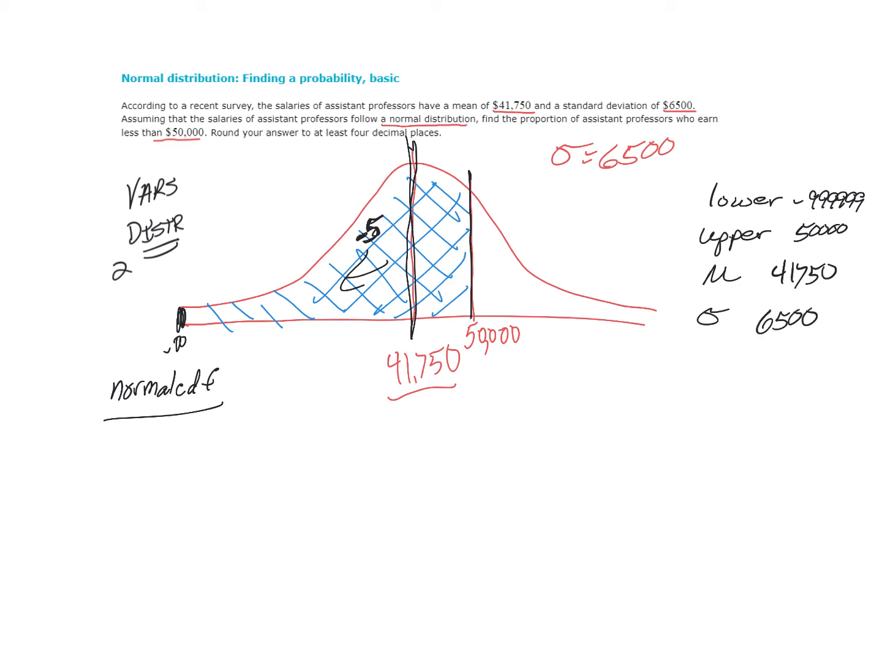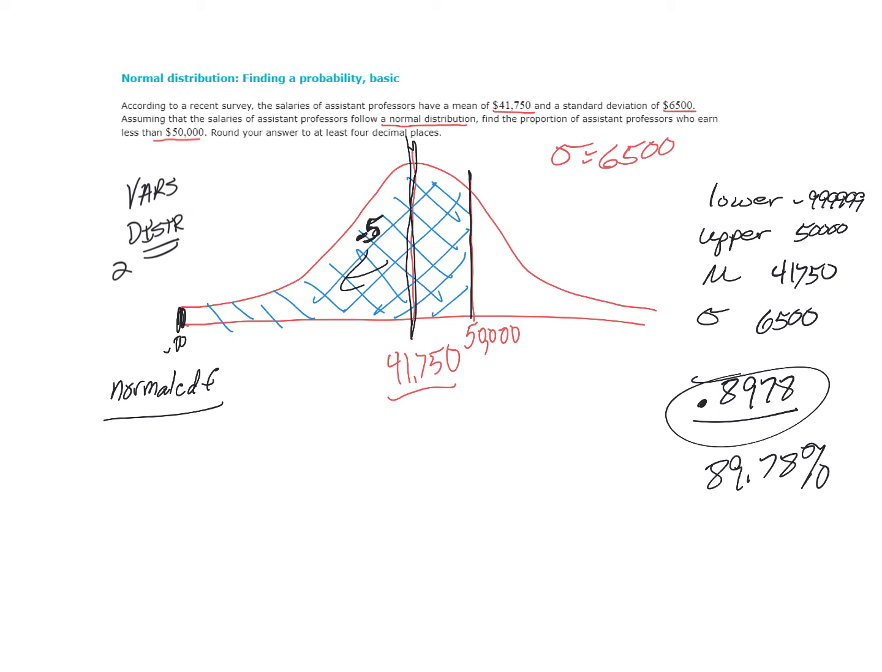I enter that information and make sure I get them in the right place. Hit paste, and I'm coming out with my answer: 0.8978 would be the answer to this problem. So about 89.78% of the professors make less than $50,000. This would be my answer here.